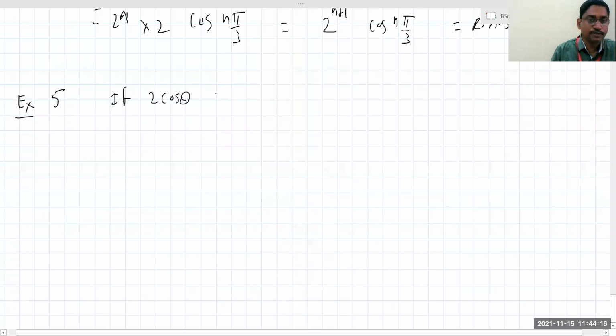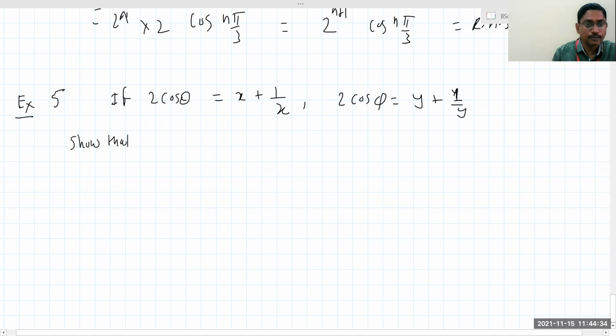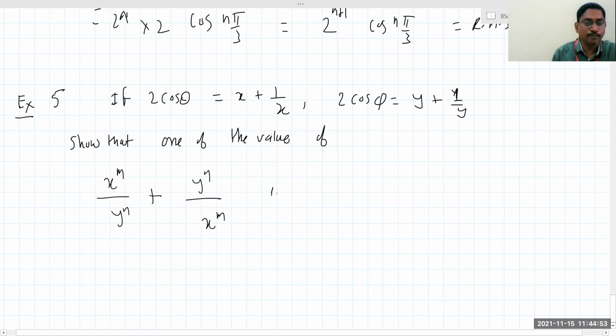If 2 cos theta is x plus 1 upon x, and 2 cos phi is y plus 1 upon y, then show that one of the values of x raised to m upon y raised to n plus y raised to n upon x raised to m is 2 cos of m theta minus n phi. Whenever we have a fractional power, it will be a many valued function. So one value is 2 cos of m theta minus n phi.